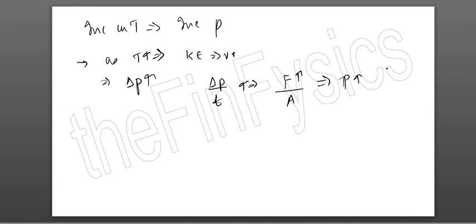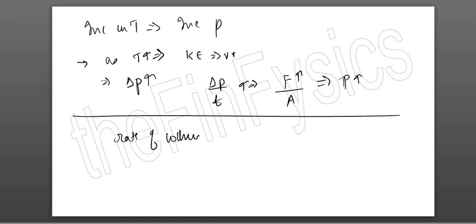Okay, or you can write that the rate of collision increases, thus more force exerted. Either you can write in terms of momentum, or you can write the rate of collision will increase, thus more force, thus more pressure. Okay, this also comes in the exam sometimes for 2 marks.